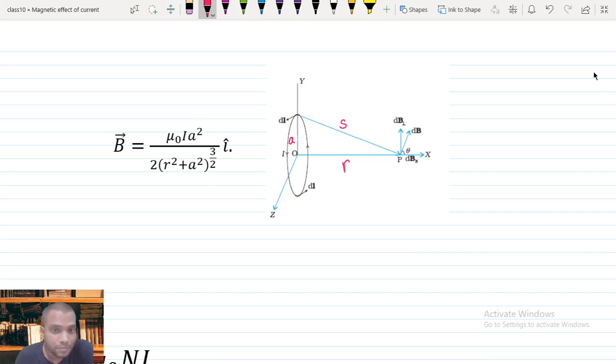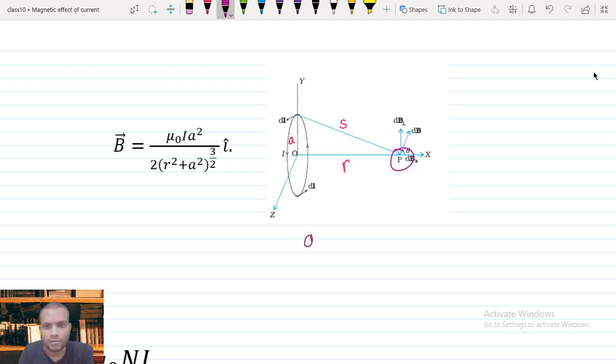In my previous concept I covered the magnetic field due to a circular loop at an axial point, or along its axis. So the magnetic field at point P, we derived the magnitude of magnetic field B equal to mu naught I a square upon 2 times (r square plus a square) whole power 3 by 2.